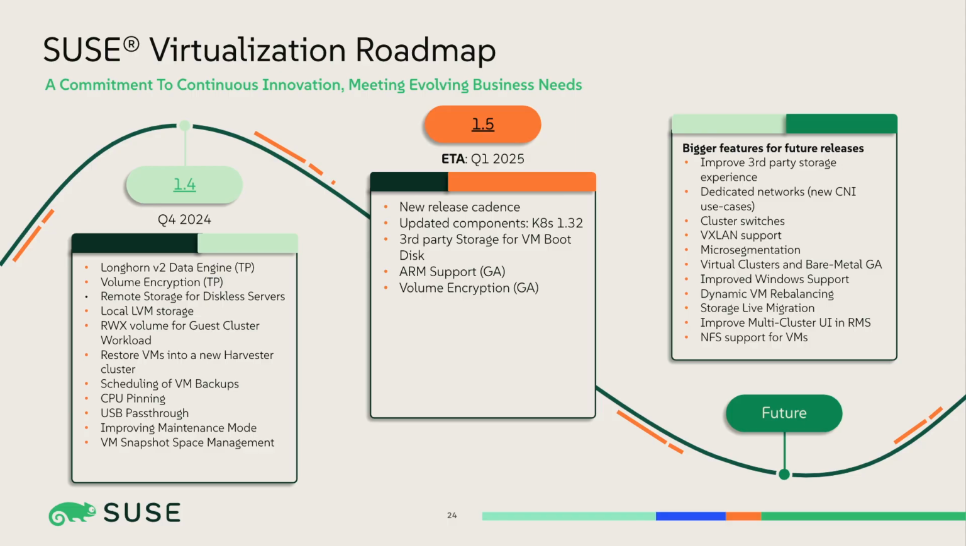We're now coming into 1.5, ETA Q1. It may slip and just creep into Q2. It's either going to be late March or early April, put it that way. Some of the key things there, I've already mentioned most of them. New release cadence, so it's going to be released every 4 months going forward. Updating the Kubernetes components like we always do. Third-party storage, the ARM support, and then the volume encryption I mentioned earlier will actually go GA. Quite often with some of our features, we will introduce them as a tech preview, and then the following release we'll make it GA. That's the usual cadence, usually 1 or 2 releases before we get it to GA.